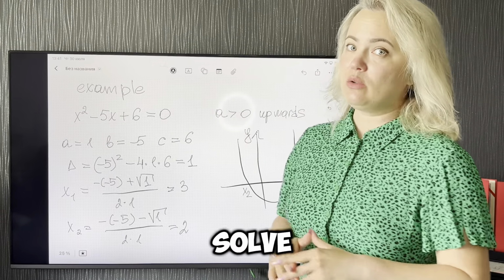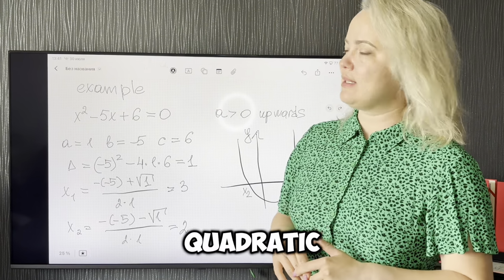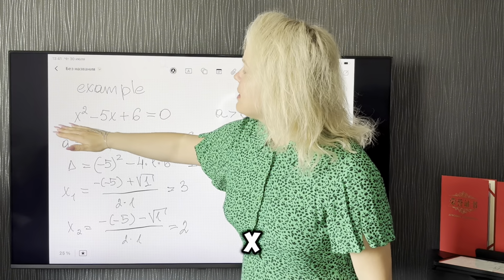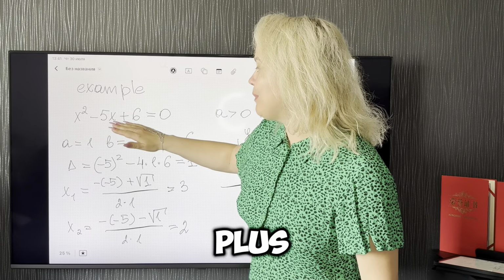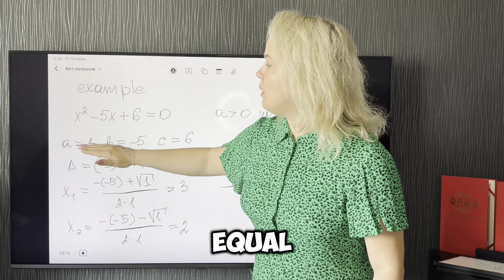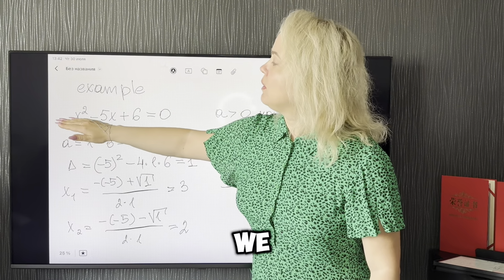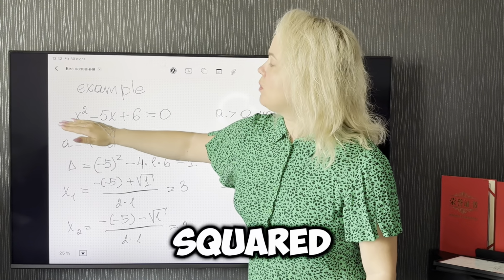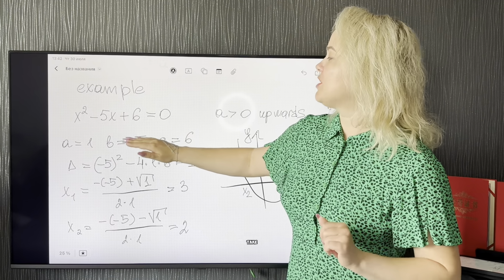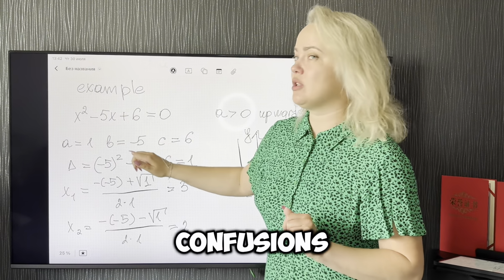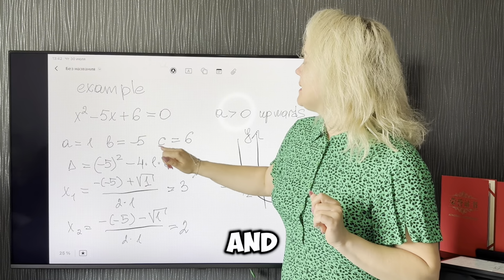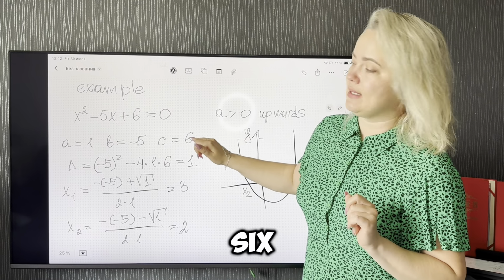So let's solve an example of quadratic equation solving. The example will be x squared minus 5x plus 6 is equal to 0. Our coefficients: a is equal to 1, that's why we have nothing before x squared. b is equal to minus 5, be careful, we take coefficients with their sign. And c is equal to 6.